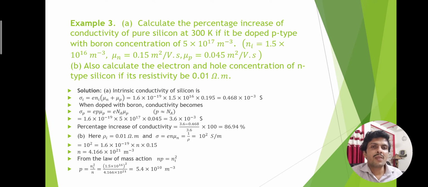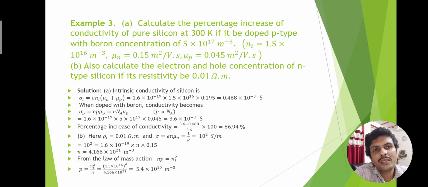So here, when doped with boron, the conductivity becomes sigma p, which is equal to the product of electron charge, hole concentration and the mobility. So that is given by this one. So why have you taken e into p into mu p?